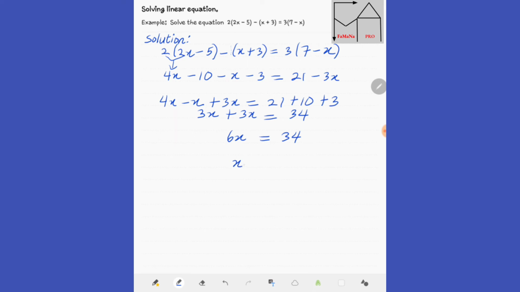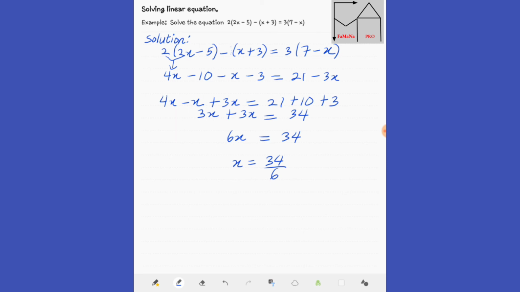So our x will be 34 divided by 6. I hope you know why we are doing 34 divided by 6: because we divided both sides by 6. If you don't understand what that means, you can check previous lessons before this one to understand what we have done.